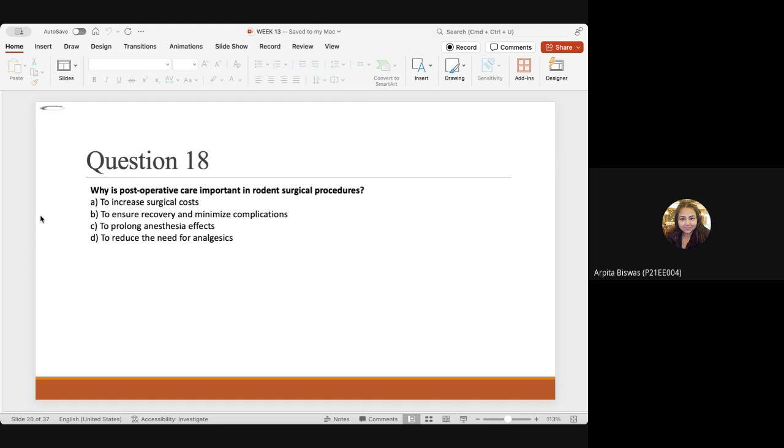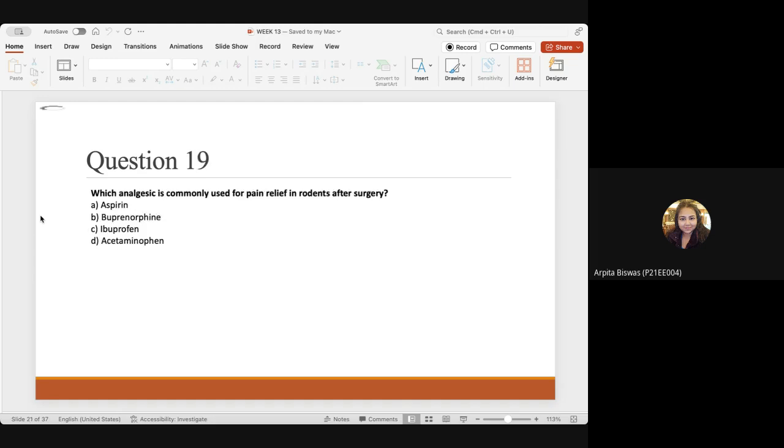First option, to ensure the surgical cost. Second, to ensure recovery and minimize complications. And option C, to prolong the anesthesia effect. And option D, to reduce the need for analgesics. Option B, ma'am. Question number 18. Yes, option B is the right option, to ensure recovery and minimize complications.